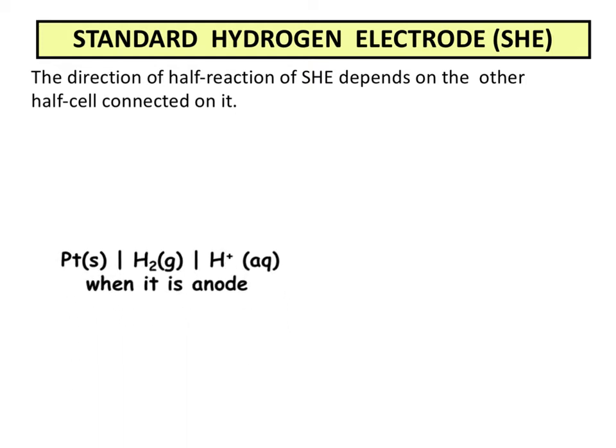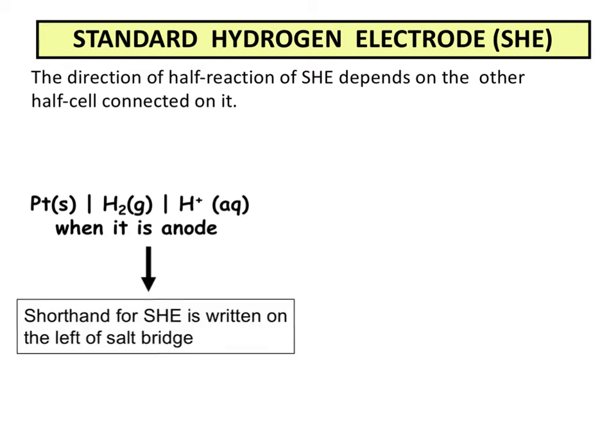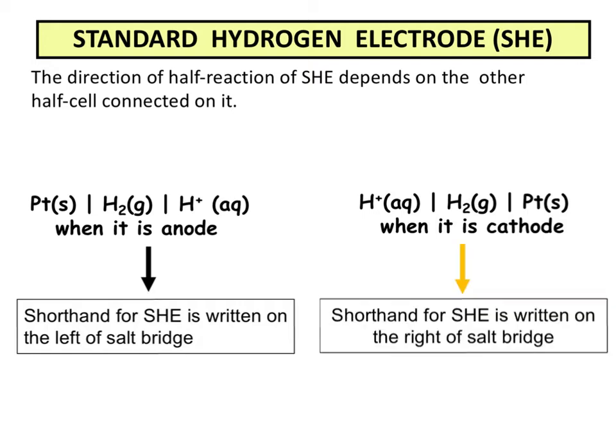This is the way the half cell notation is written when the standard hydrogen electrode is anode. It is written on the left of the salt bridge. And this is the way the half cell notation is written when the standard hydrogen electrode is cathode. It is written on the right of the salt bridge.